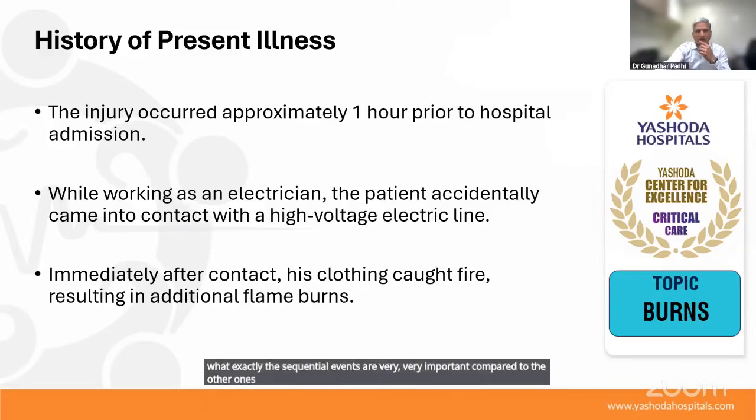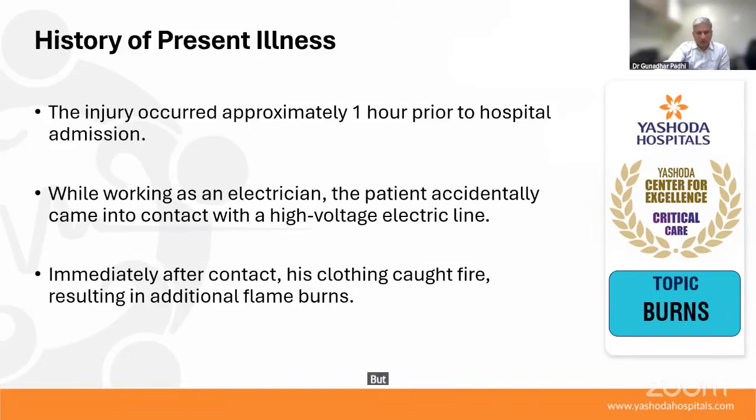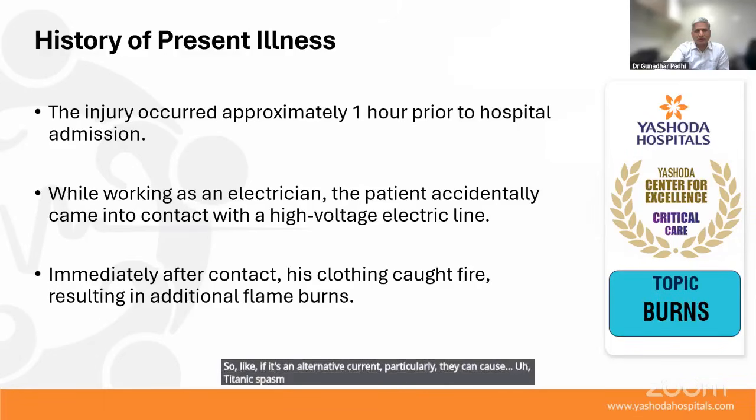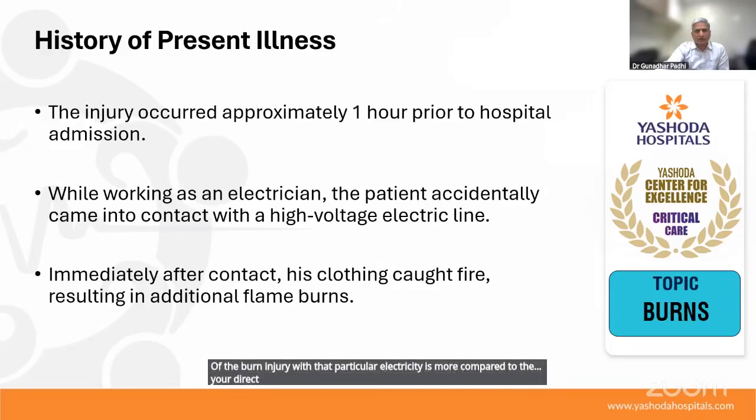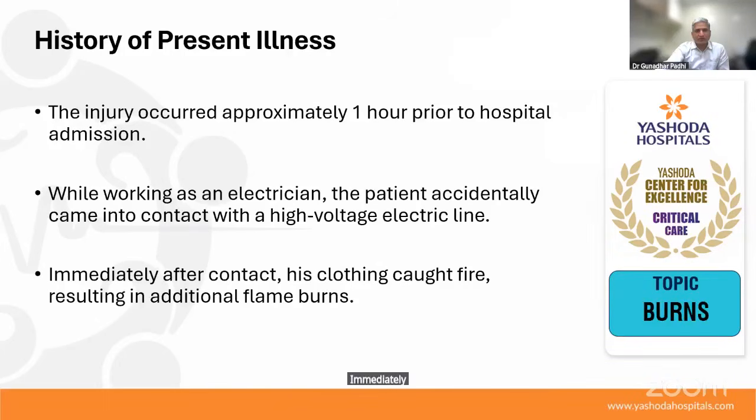And you told that this is an outdoor injury, so the chances of carbon monoxide and cyanide toxicity are less. But here the more important thing is the type of current exposure. If it is alternating current, particularly, it can cause tetanic spasm of the muscles, and because of the tetanic spasm, the exposure time of the burn injury with that electricity is more compared to direct current. If the patient got exposed to direct current, he may get thrown away immediately, so the exposure time is less.